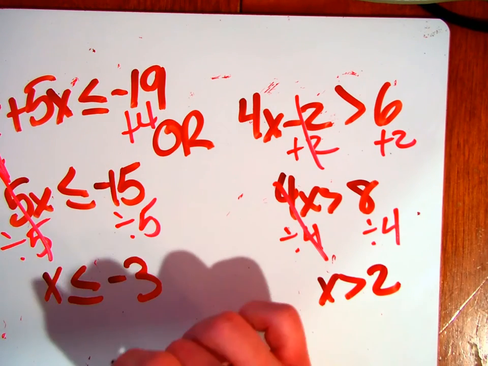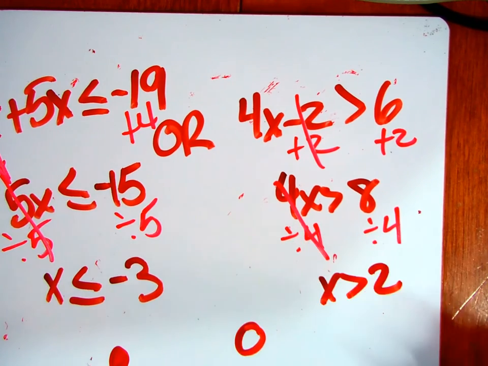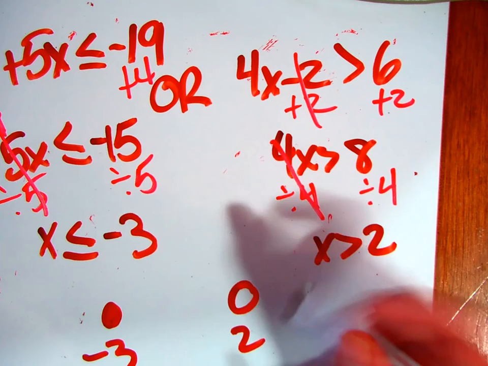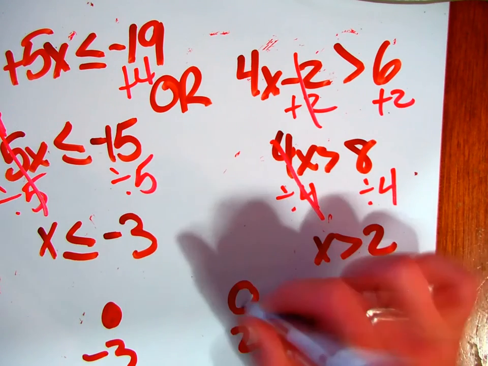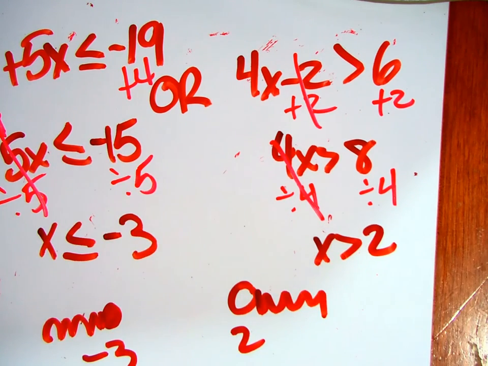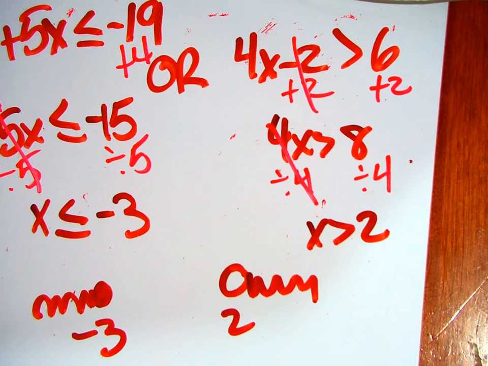Okay, when we graph these, we're going to have a closed circle at negative 3 and an open circle at positive 2, and if I use the trick to shade the direction the arrow points, that means I'll have a shade to the right and a shade to the left. And they should not overlap because this is an OR inequality.